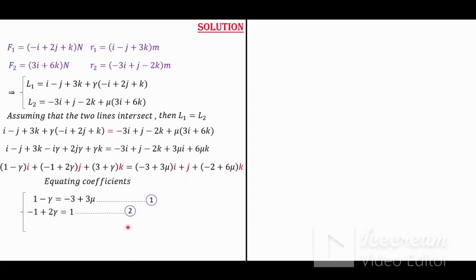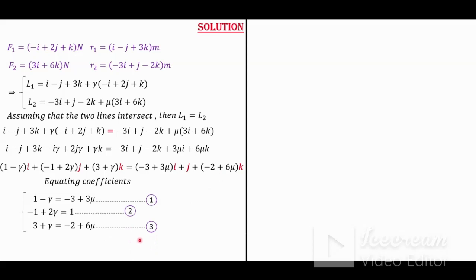Let us call this our equation 2, and finally for the k component, that is 3 plus gamma, which is the coefficient of k on the left hand side, equals negative 2 plus 6 mu, which is the coefficient of k on the right hand side. Let us call this our equation 3.